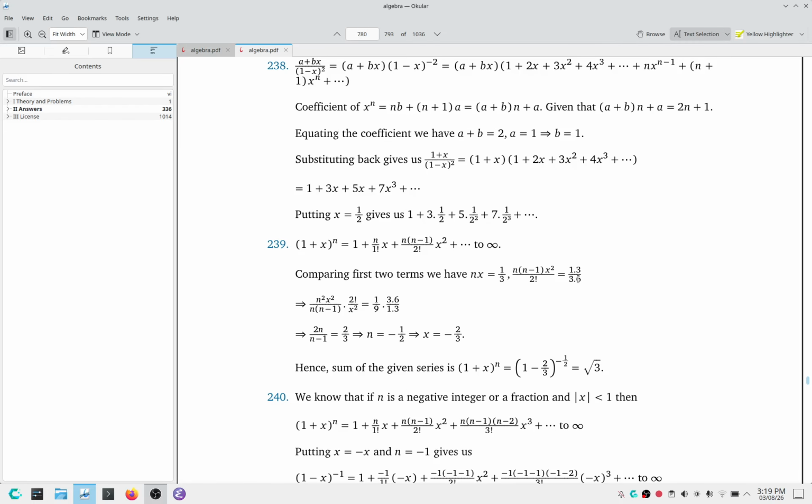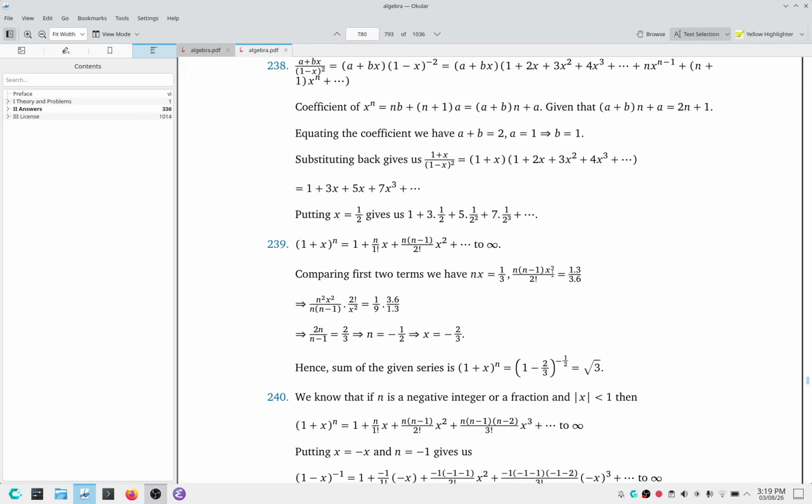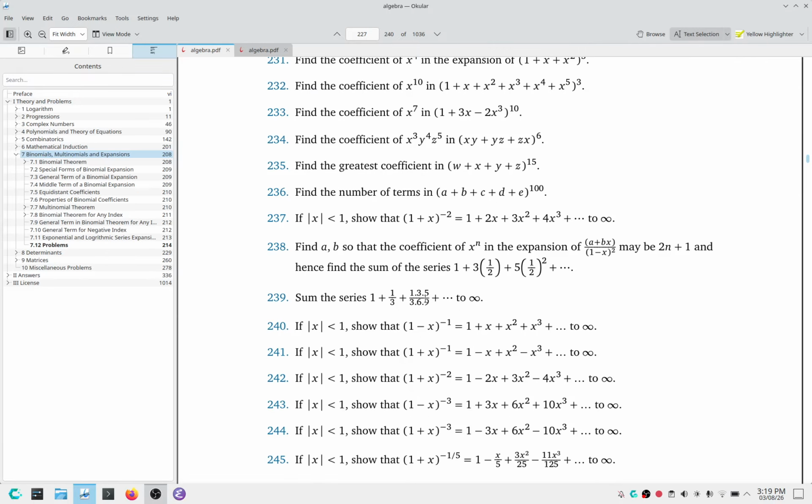This 5 upon 9 is in the third term. There is a typing mistake in this one, a big one. I'll fix 239. So once we have that, we solve for n and x with two equations. We get n is equal to minus half, x is equal to minus 2 by 3. Hence, the sum of the given series, (1 plus x) to the power n, is equal to (1 minus 2 upon 3) to the power minus half, which is equal to root 3. There is a typing mistake in this one. This 5 by 9 will not be here. Okay.